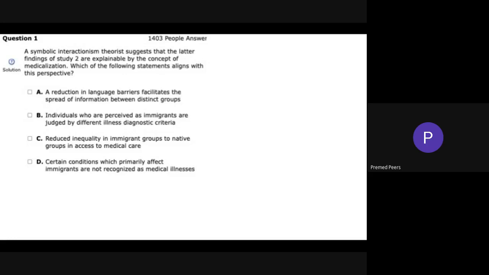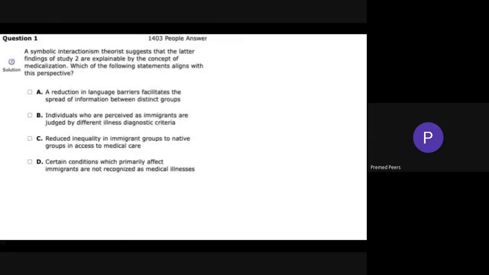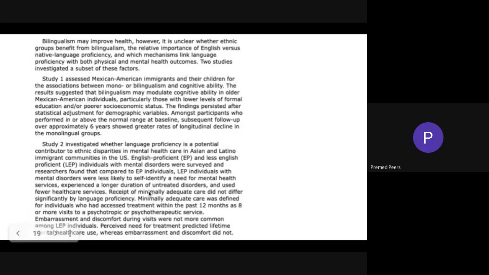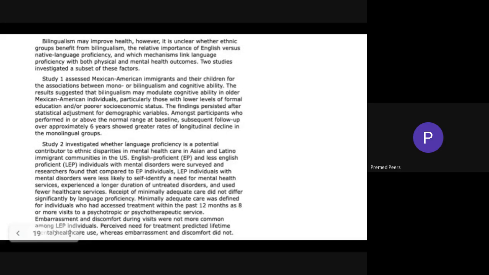First question. A symbolic interactionism theorist suggests that the latter findings of study 2 are explainable by the concept of medicalization. Which of the following statements aligns with this perspective? So I'll go back and actually look at that latter finding. Study 2, the latter study is that embarrassment and discomfort during, I don't think it's that one. Okay, I'll actually just go ahead and read the whole study because it's kind of hard to tell where the breakdown is.